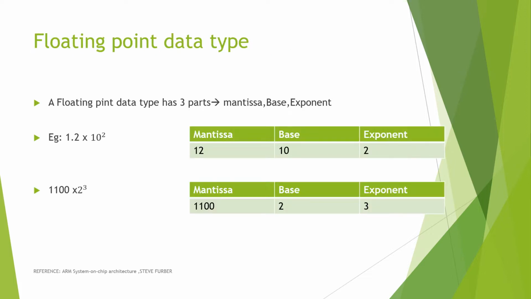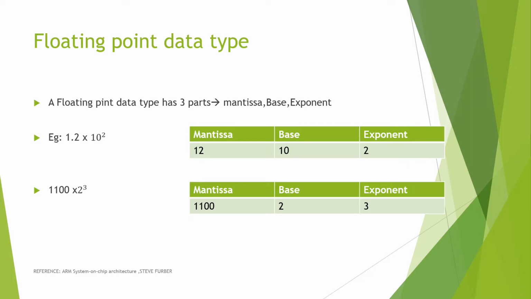Now coming to a simple representation. I have given a simple example of how this floating point data type looks. In a floating point data type you have 3 parts, that is mantissa, base and exponent, right? Now 1.2 into 10 squared is a decimal number. To be precise, it is 1.2 into 100, that is 120. It can be written with the mantissa as 12, the base is 10 since it is a decimal number, and the exponent part is 3. Shifting the point, this is how you represent the floating point data type.